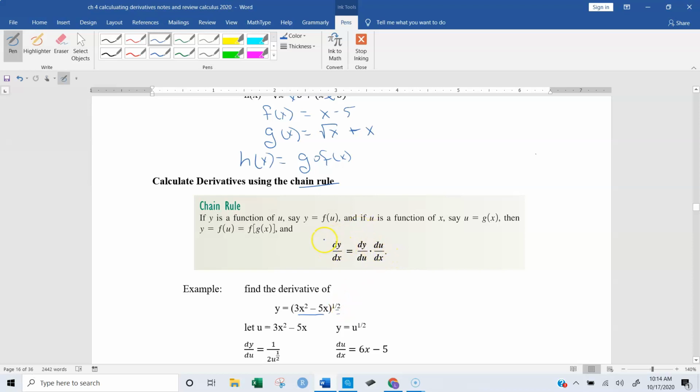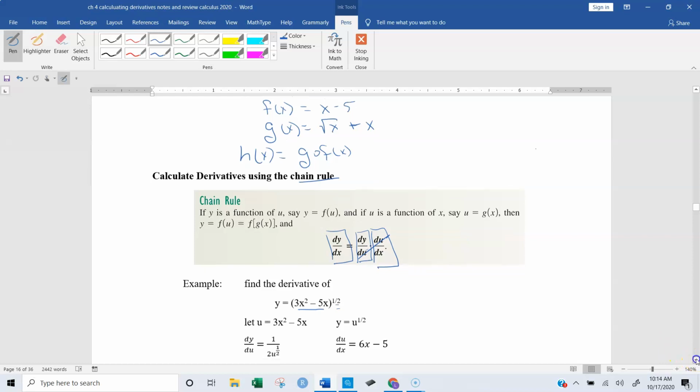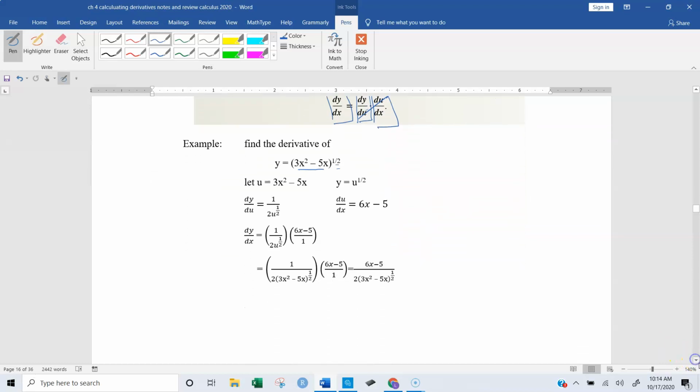So to do the chain rule, the derivative of y with respect to x, we kind of make it up. We go the derivative of y with respect to u, and then the derivative of u with respect to x, because these derivatives will cancel, giving my derivative. Later on, you may be able to start to do all of this in your head without showing the work, and that's fine. But right now, we're going to show the work so we understand what's going on.